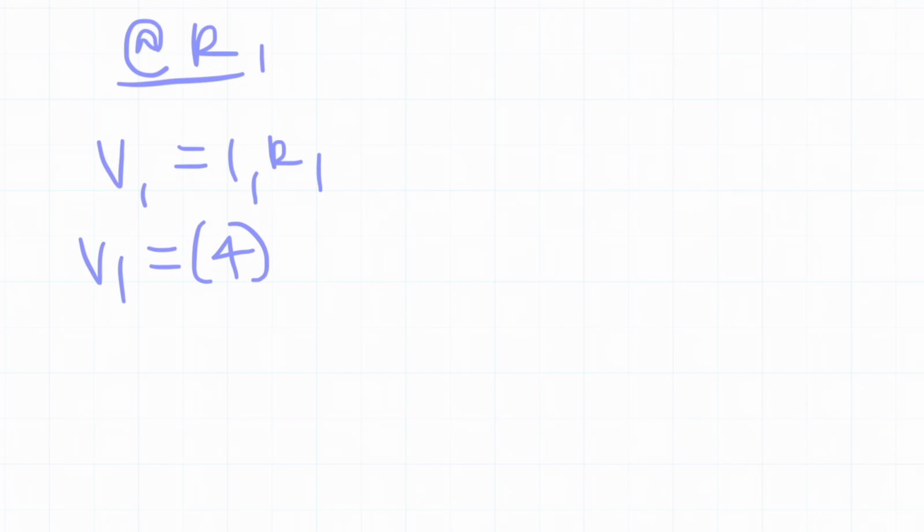At R1, we have V equals IR again, but specifically for resistor 1. We don't know the voltage yet, but we know that the current is always 4, and we know that the resistance was 20 ohms. So then you calculate the voltage is equal to 80 volts.